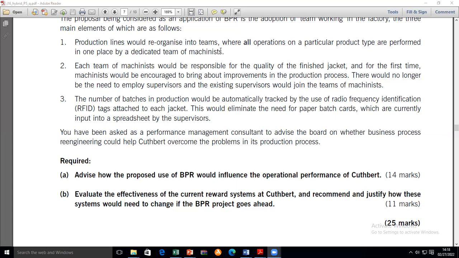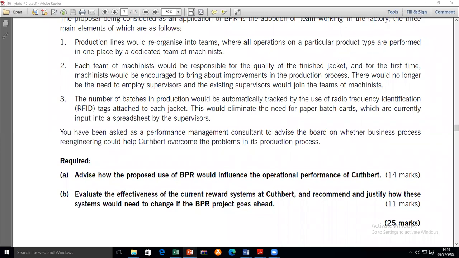In terms of tracking information, the radio frequency identification tags will now be used. So instead of somebody sitting down to do the documentation, to write down everything, that will not arise anymore. Information will be captured once and for all. So that's the change that we expect. So this scenario helps us to consider the subject of business process reengineering. That's what we see. So this is a very good scenario. And the accompanying question also is equally very, very good.